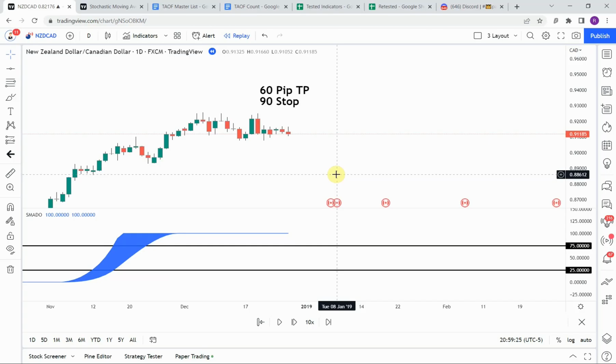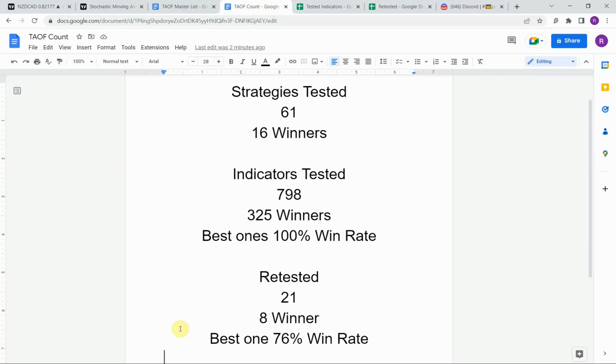Alright, as I said, today we will be testing the Stochastic Moving Average Delta Oscillator. Before we do though, I wanted to put the testing scoreboard up for everyone to see. So to date, we have tested a total of 61 different strategies, with 16 of them being profitable. We've also tested a total of 798 indicators, with 325 of them being winners. The best ones so far were able to achieve a 100% win rate.